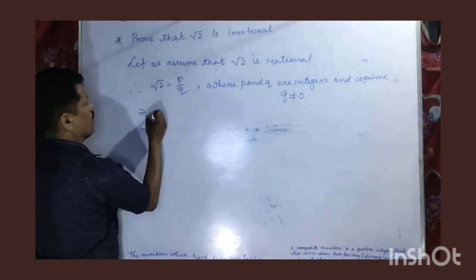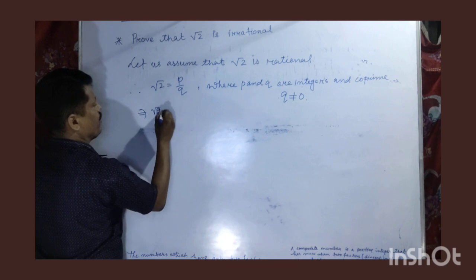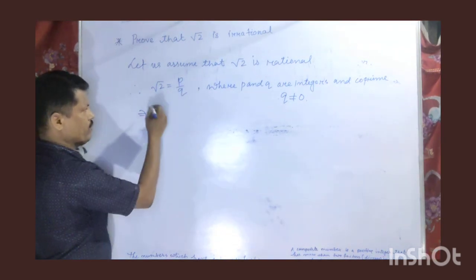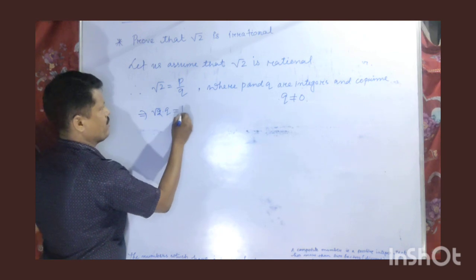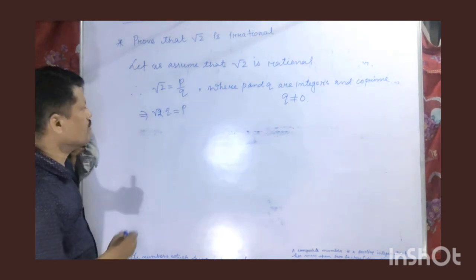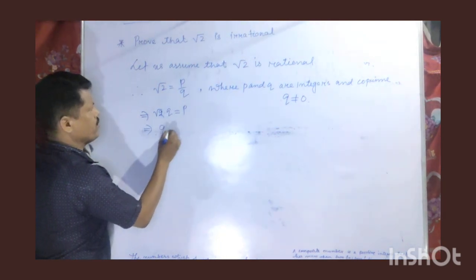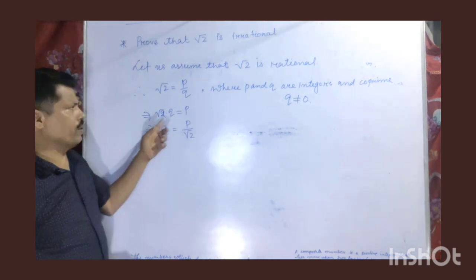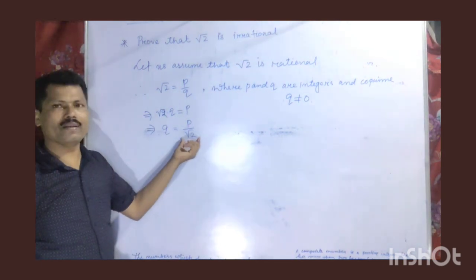After that, root 2 times q equals p, since the q divided on the right-hand side gets multiplied on the left-hand side. Now q is equal to what? q equals p by root 2. We can write it this way: root 2 is multiplied with q, so root 2 is divided on the right part.